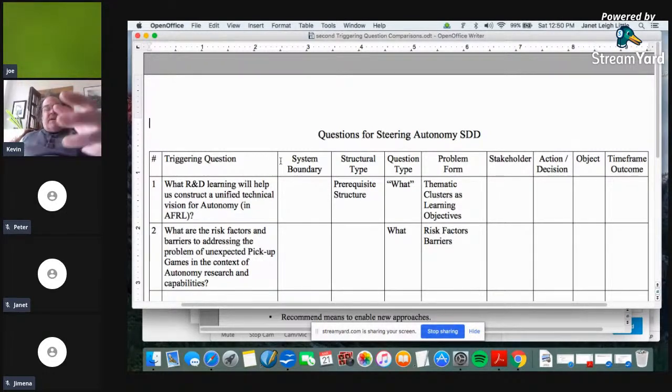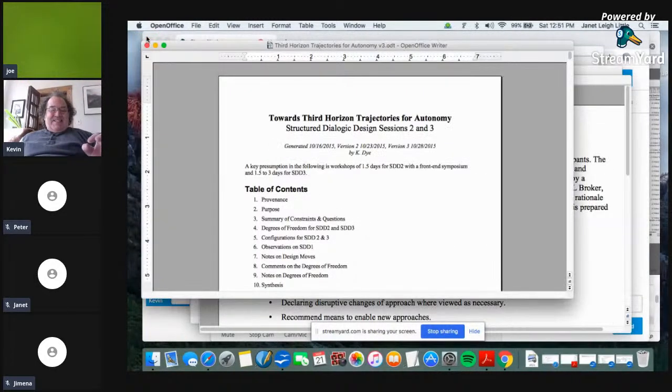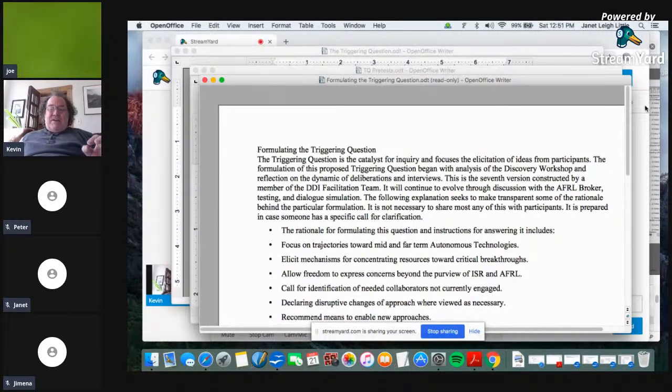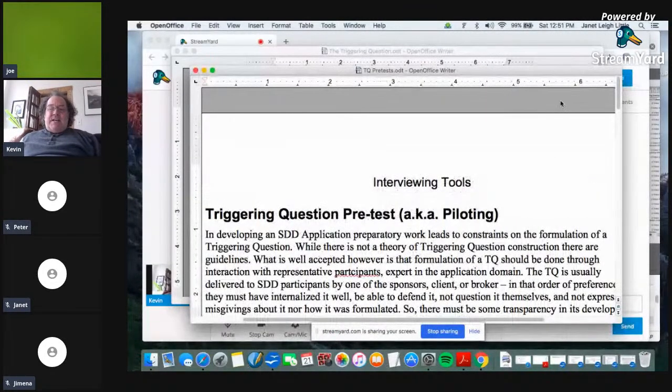Anyway, here it is. We got into analyzing the different aspects of the triggering question. Did it clearly define a system boundary? What was the structural type? Was it a prerequisite structure? Was it a problematique? Was it an action plan? Are we asking what, or are we doing a diagnostic of why, or do we want to figure out how to change the situation? What was the form that we were looking for, and so forth. So there's all kinds, in addition to the set of constraints that we wanted built into the triggering question, there were evaluative concerns of the results of the triggering question. So I think I'll stop there, and we can talk about what we would do for the questions Janet and Peter have on the table.